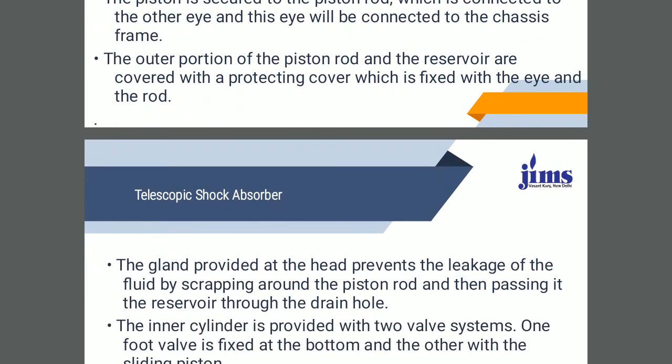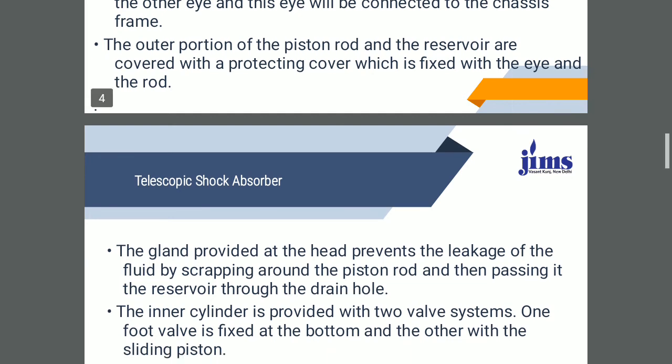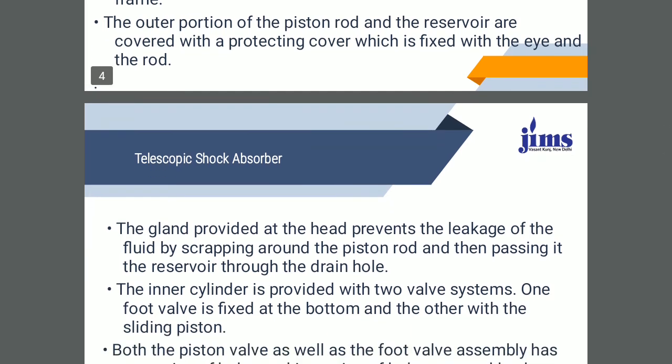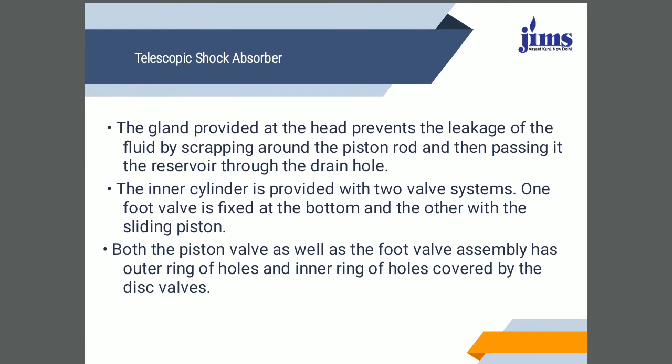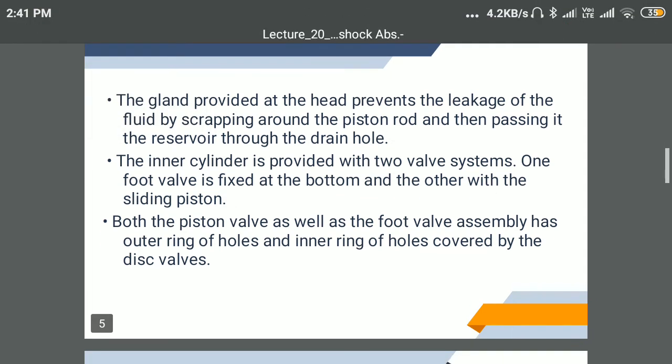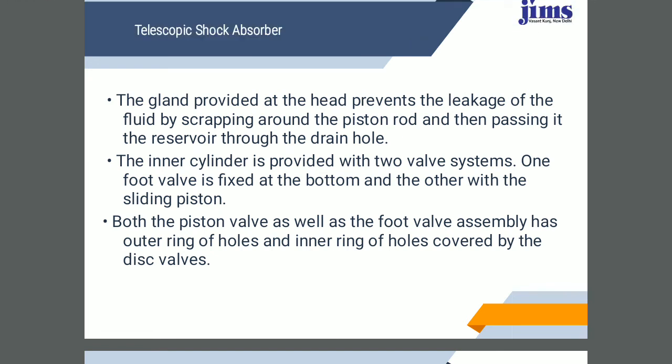The outer portion of the piston rod and the reservoir are covered with the protecting cover, which is filled with oil between the cover and the rod. The gland provided at the head prevents the leakage of the fluid by scraping around the piston rod and then passing it to the reservoir through the drain hole.